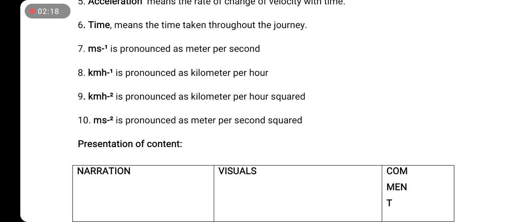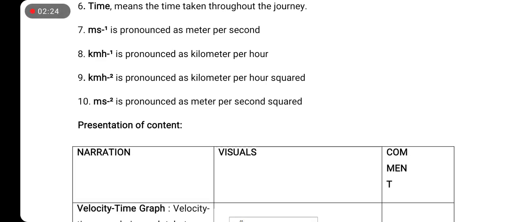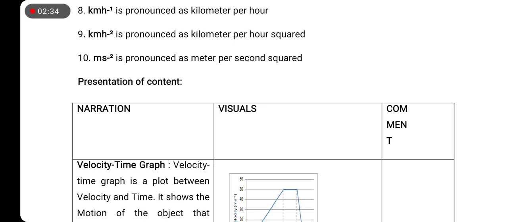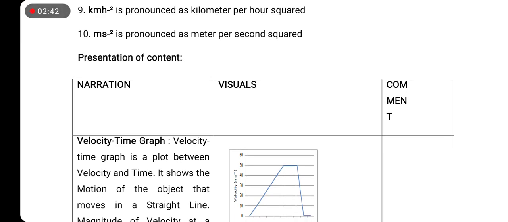7. m/s, which is pronounced as meter per second. 8. km/h is pronounced as kilometer per hour. 9. km/h² is pronounced as kilometer per hour squared. 10. m/s² is pronounced as meter per second squared.